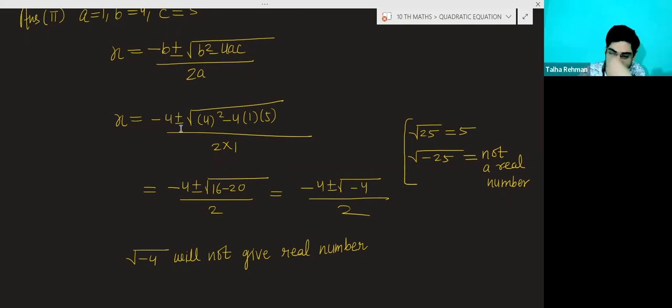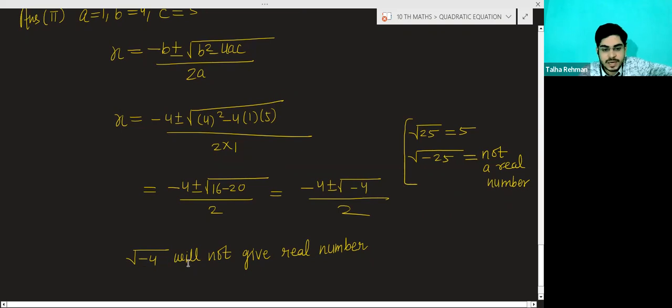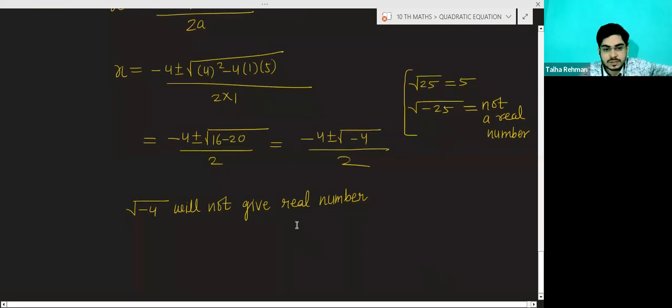But in higher classes, when you go, there is one other set of numbers, the complex numbers. That set is bigger than the real numbers also. So, I am not going into this. Basically, you can write this. Minus 4 will not give a real number. So, if you write here root of minus 4, this is not a real number.